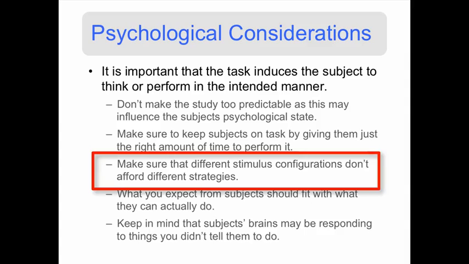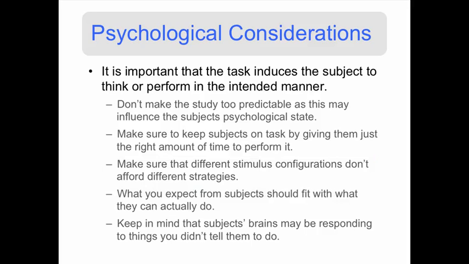The third thing is you have to make sure that different stimuli configurations don't afford different strategies. If you have certain stimuli in a certain order, you can perform the task in one manner, while if you have them in a different order, you can use a different strategy to solve the problem. And that's no good, because then you're imaging two different types of psychological states.